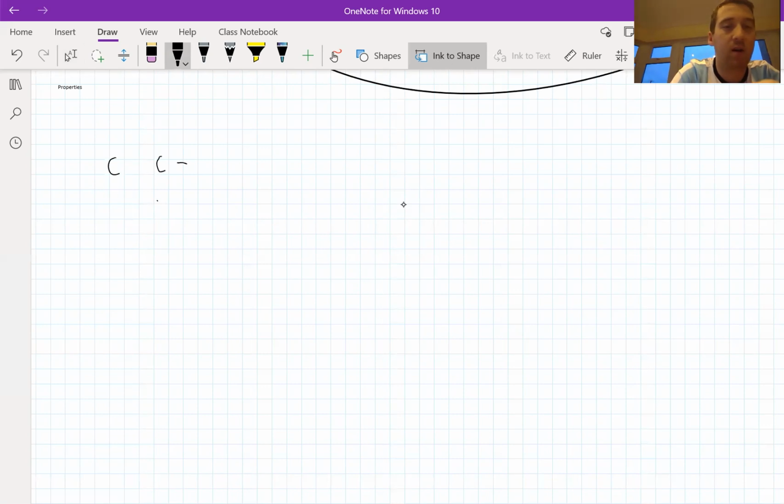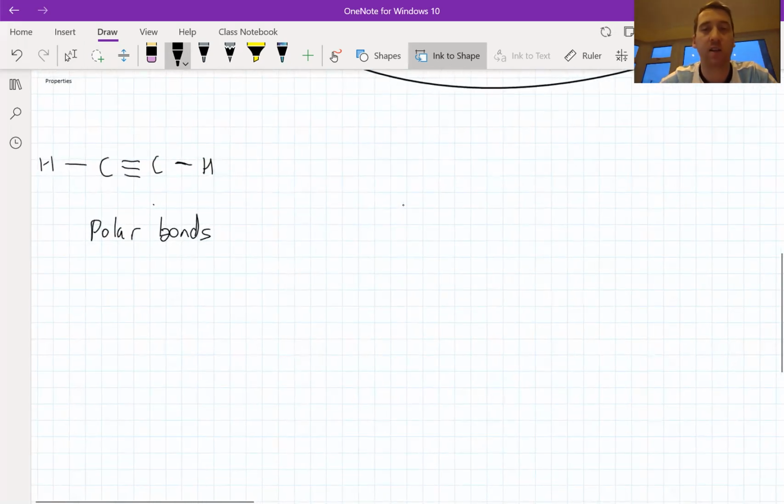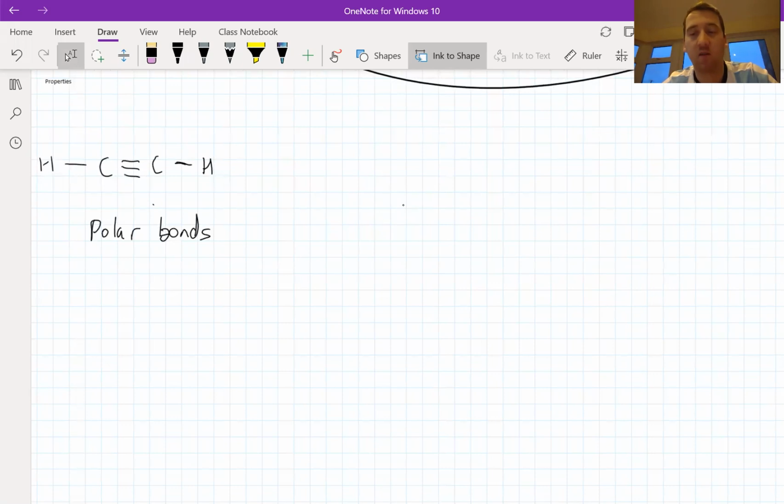If we consider the molecule ethine, we want to know, does the molecule have polar bonds? That is a really important, critical question in helping us to understand the properties of a substance, to understand the bonding that's going on inside the substance.